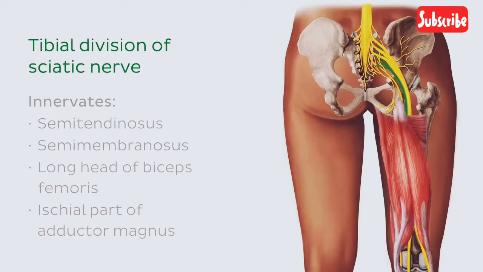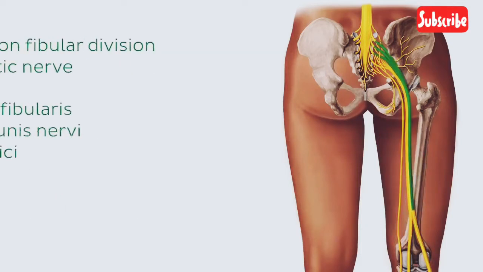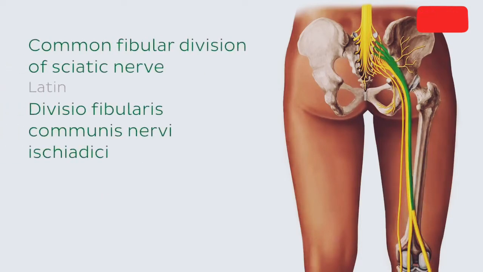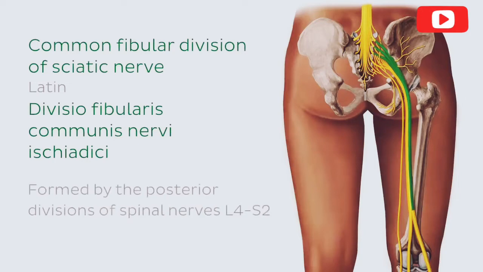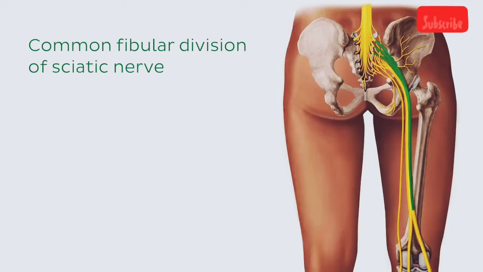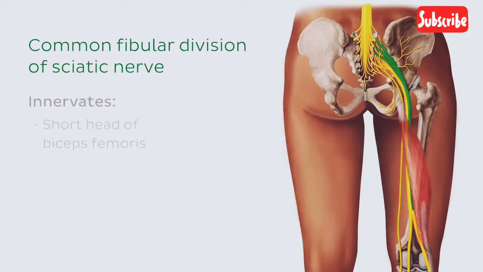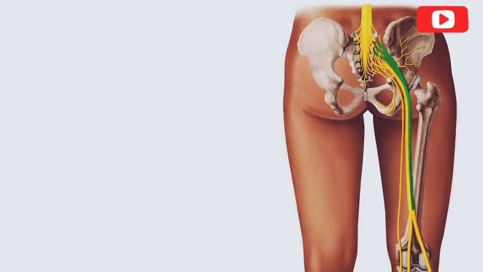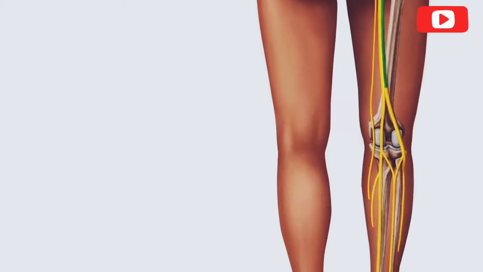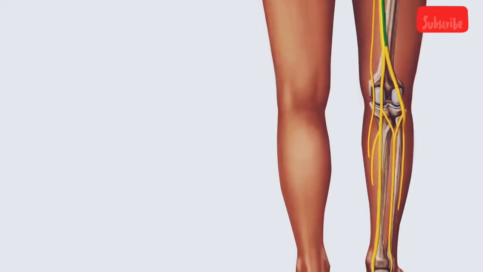It also innervates the ischial part of the adductor magnus, which is a muscle of the medial compartment of the thigh. In the next image, we can see the common fibular division of the sciatic nerve, which is formed by the posterior divisions of spinal nerves L4 to S2. In the posterior compartment of the thigh, the common fibular division of the sciatic nerve innervates the short head of the biceps femoris. Okay, so assuming that the sciatic nerve does bifurcate at the apex of the popliteal fossa, let's take a look at its terminal branches.